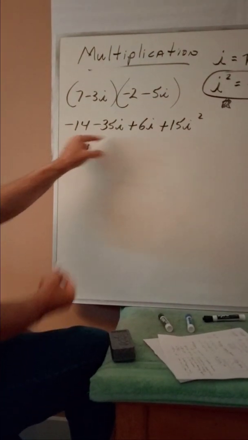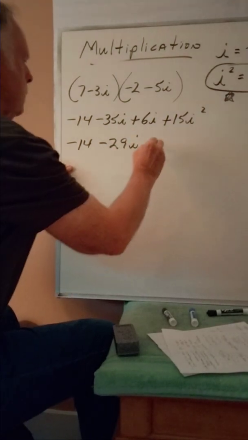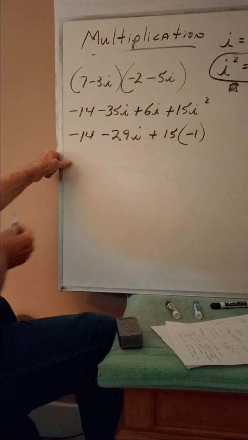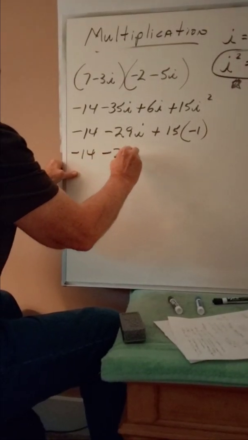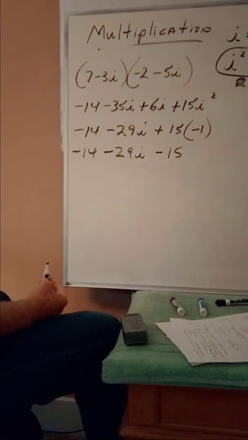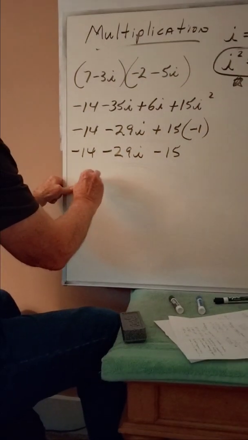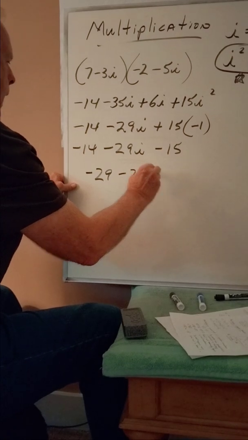Combine those two: negative 29i. Positive 15 times negative 1 is negative 15. So negative 14, negative 29i, negative 15. Negative 14 added to negative 15 is negative 29, minus 29i. He's done.